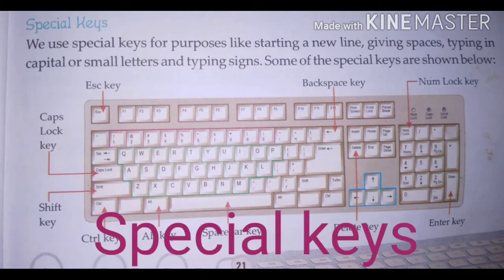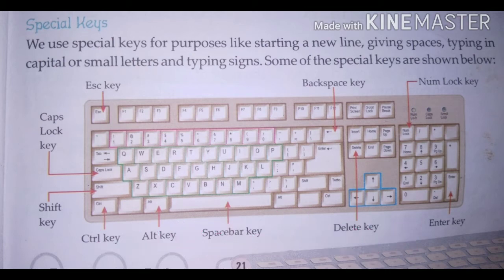Next heading is special keys. We use special keys for purposes like starting a new line, giving spaces, typing in capital or small letters, and typing signs. Some of the special keys are shown below. There you can see on your screen there are many special keys: ESC key, backspace key, numlock key, caps lock key, shift key, CTRL or control key, alt or alt key, space bar key, delete key and enter key.